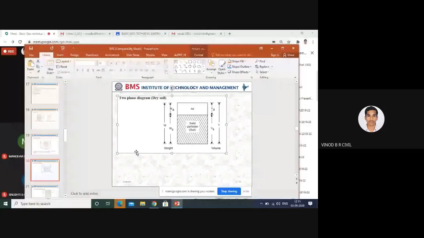Here, the weight of soil, Ws, is known as the weight of soil. Wa is nothing but the weight of air. Weight of air plus weight of soil we call the total weight, W. Coming to the right-hand side, Vs is nothing but the volume of soil, that is the dry soil, and above that the volume of air, Va. The combination of both, volume of air plus volume of soil, we call V, that is the total volume.